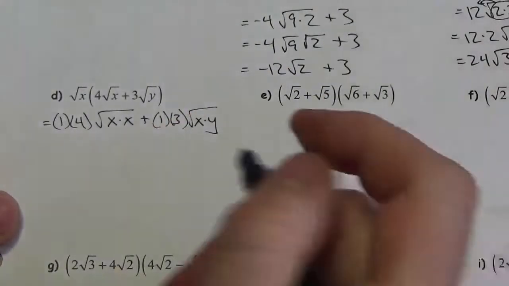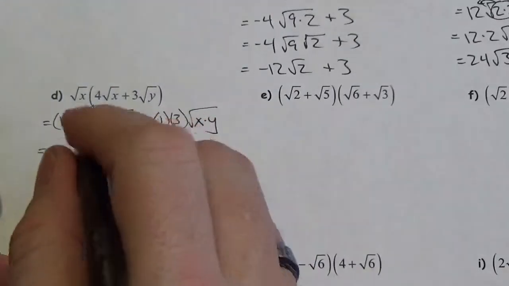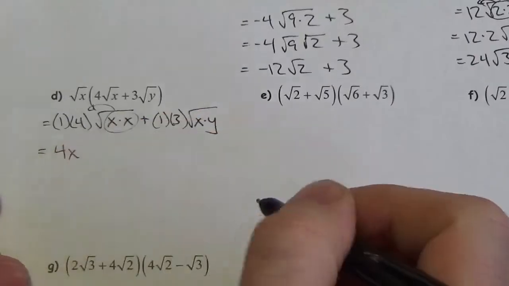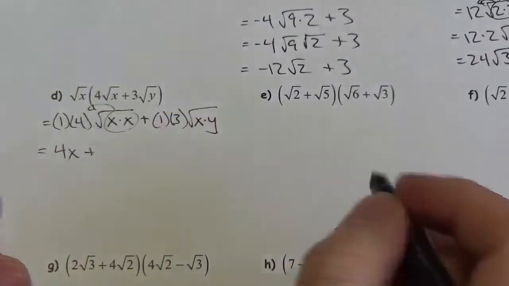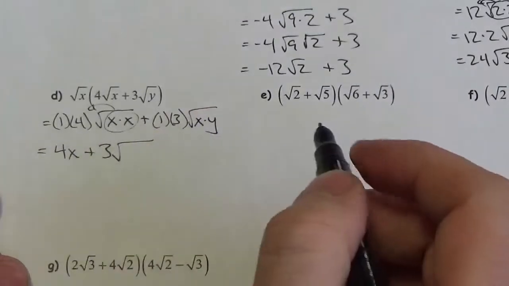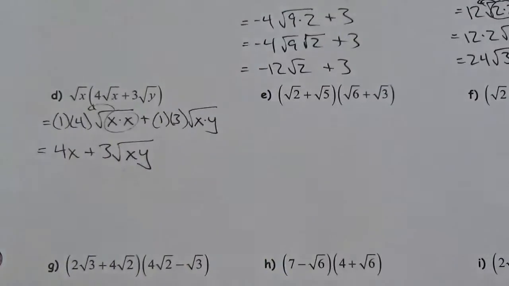Well, there's not a lot that can be done, but there is a pair of x's here. So 1 times 4 is 4, and then multiplied by that x that came out. Plus, 1 times 3 is 3. And since under this radical, each factor only shows up once, the best I can do is just write it as the square root of xy. That's it.